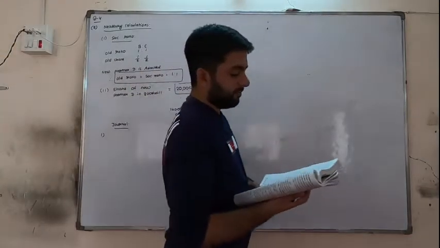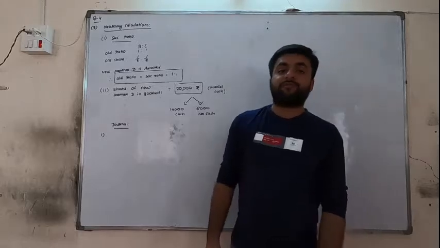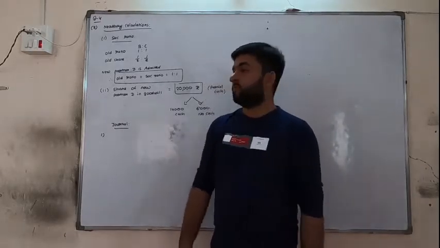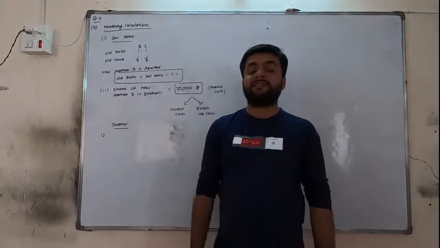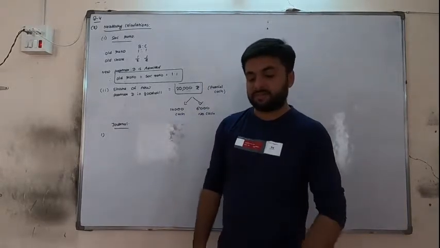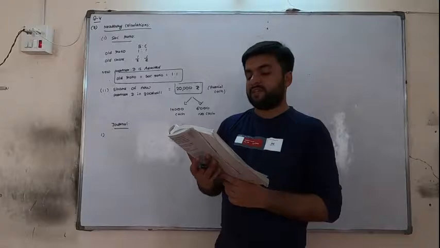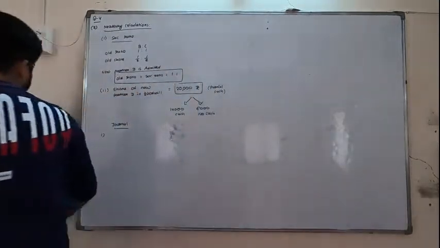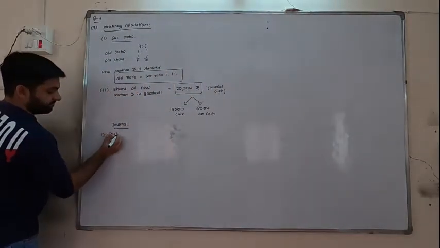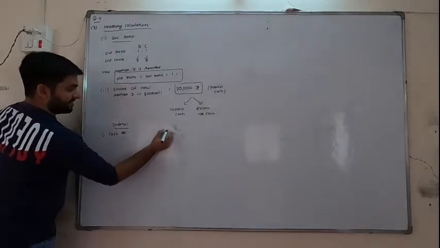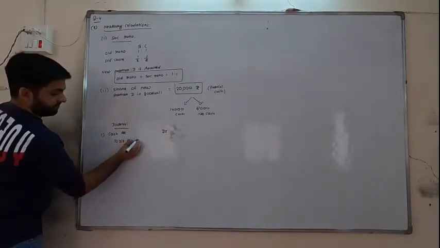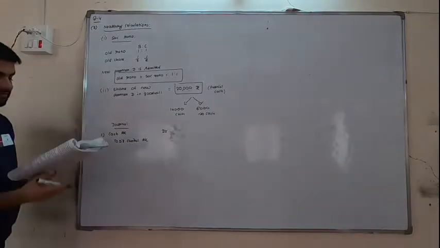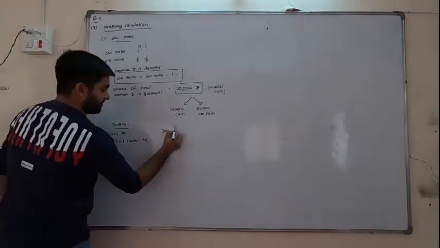Looking at the information of the sum, according to the format, the first entry is to write off the old goodwill. That is not here, so we are not writing it. As per the format, the second entry is for the new partner's capital. New partner D is bringing 50,000 as capital in cash. Cash account debit to D's capital account, 50,000 he is bringing.